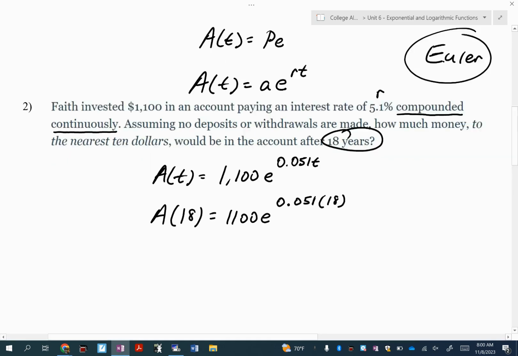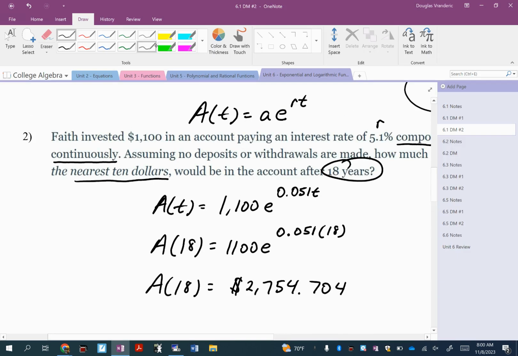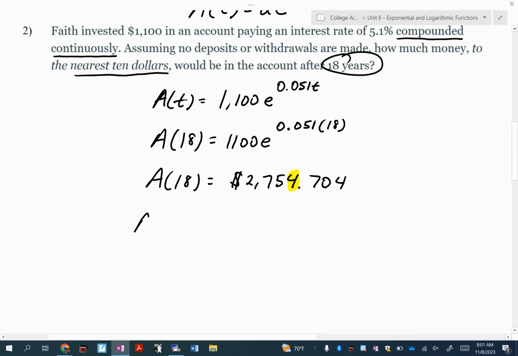Okay, so let's write down 2754.704. I know there's more numbers there, but I don't care because I'm doing the nearest $10. So where do I look? I look at the one to the right of that. What's to the right of the tens place? The ones place. So is that a 5, 6, 7, 8, or 9? It's a 4. So when I write my answer, I'm going to write $2,750.